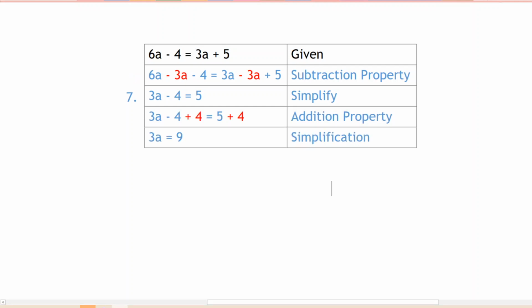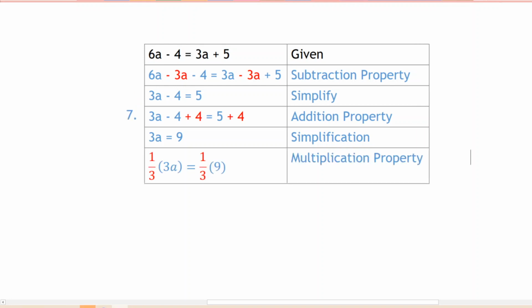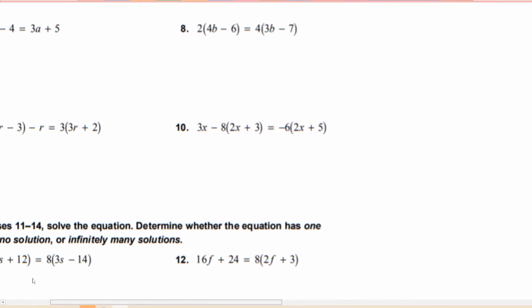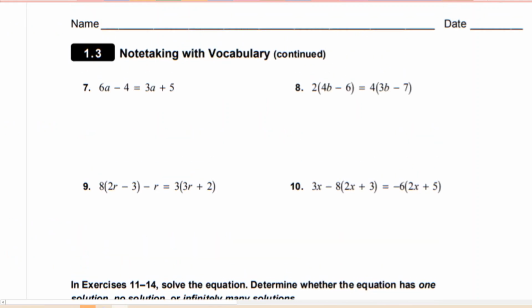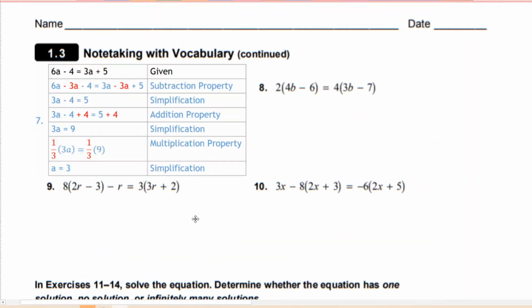And now that I have 3a equals 9, I'm going to divide both sides by the coefficient, which in this case is 3. So we'll just divide both sides by 3. And that gives me an answer, which is a equals 3. Okay, let's put that in place here with number 7. That seemed like a pretty easy problem for a question 7.